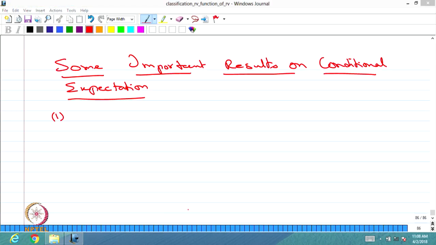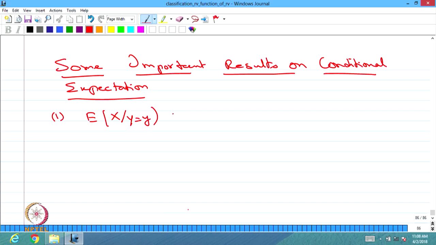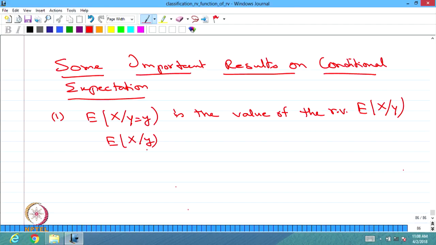First important result: the expectation of x given the random variable takes a value small y is the value of the random variable expectation of x given capital Y. So sometimes we write this in the form of expectation of x given small y. Either we write like this, or we write expectation of x given small y, that is a value of the random variable expectation of x given Y.